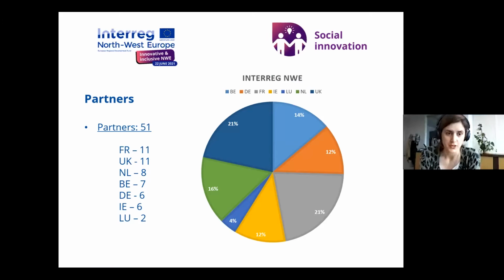When it comes to the partnership, 7 countries, well, all the area is covered. So we have 51 partners coming from all the 7 countries. Most of them are coming from France and the United Kingdom, but other countries are not lagging behind. So the Netherlands, Belgium, Germany, and so on and so forth.